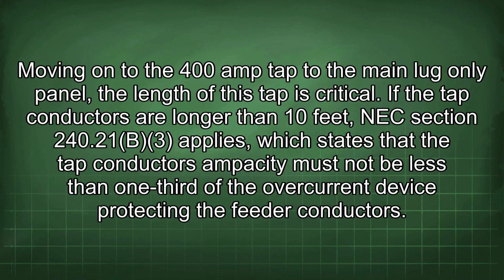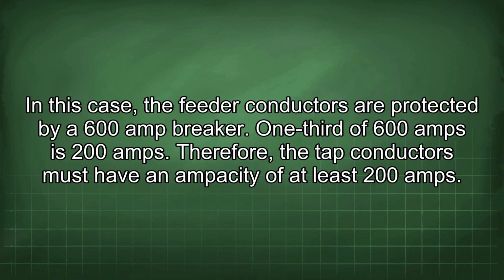Moving on to the 400 amp tap to the main lug only panel, the length of this tap is critical. If the tap conductors are longer than 10 feet, NEC Section 240.21(B)(3) applies, which states that the tap conductor's ampacity must not be less than 1/3 of the overcurrent device protecting the feeder conductors. In this case, the feeder conductors are protected by a 600 amp breaker. 1/3 of 600 amps is 200 amps. Therefore, the tap conductors must have an ampacity of at least 200 amps.